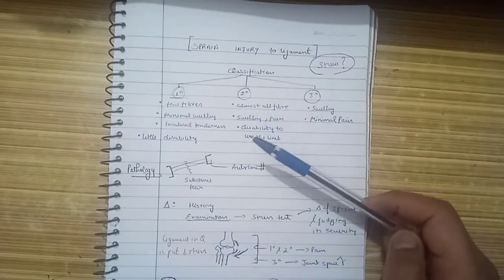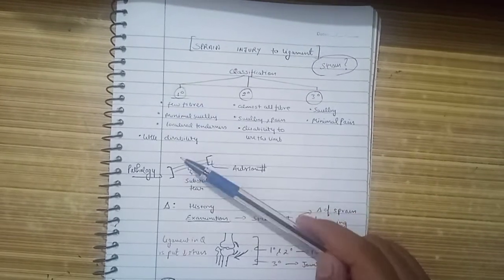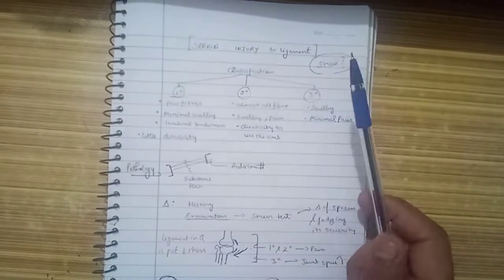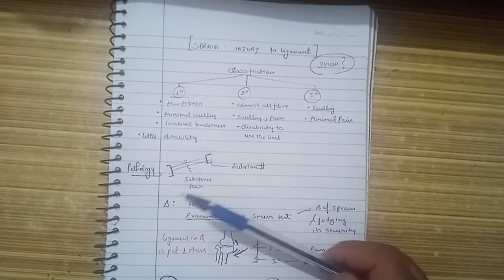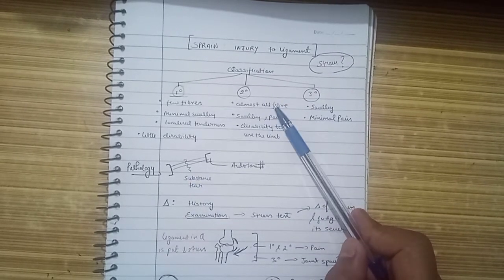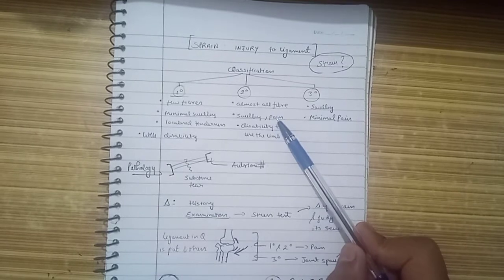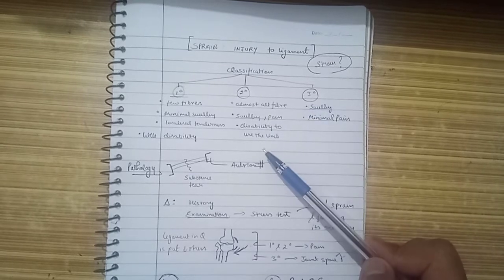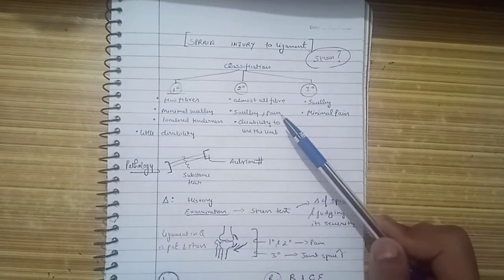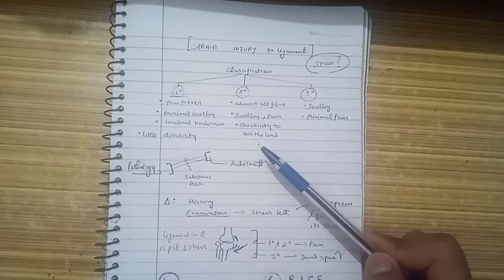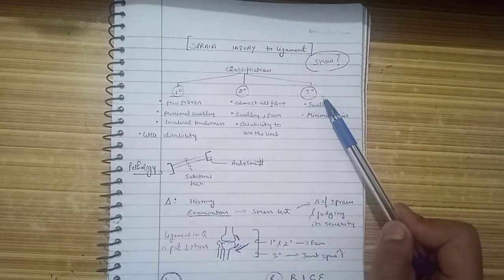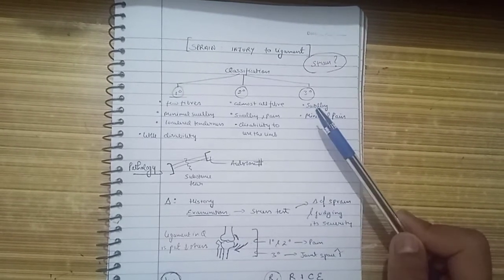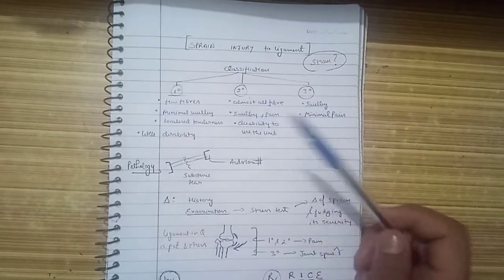The primary degree is the one where there is involvement of minimal fibers and there is minimal swelling and localized tenderness, and there is little functional disability of that joint. The secondary degree of sprain is the one where there is involvement of almost all of the fibers, there is marked swelling and pain, and there is functional disability of the joint, that is the ability to use that limb with sprain. The tertiary degree, or the third degree, is the one where there is swelling, but in this condition there is minimal pain, contrary to the second degree.